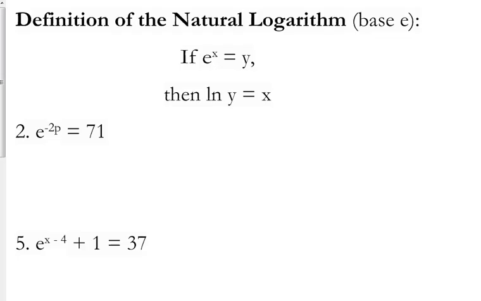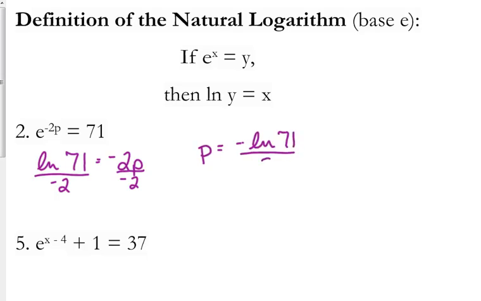So number 2 on your worksheet is e to the negative 2p is equal to 71. Same premise that we've been dealing with. Isolate the exponential. This one's already isolated. Write it in logarithmic form. So in logarithmic form, because the base is e, I'm going to use the natural log. It's the exact same way. The numbers kind of switch places. So it's the natural log of 71 is equal to negative 2p. Divide both sides by negative 2. So here's the exact answer, the negative natural log of 71 over 2.